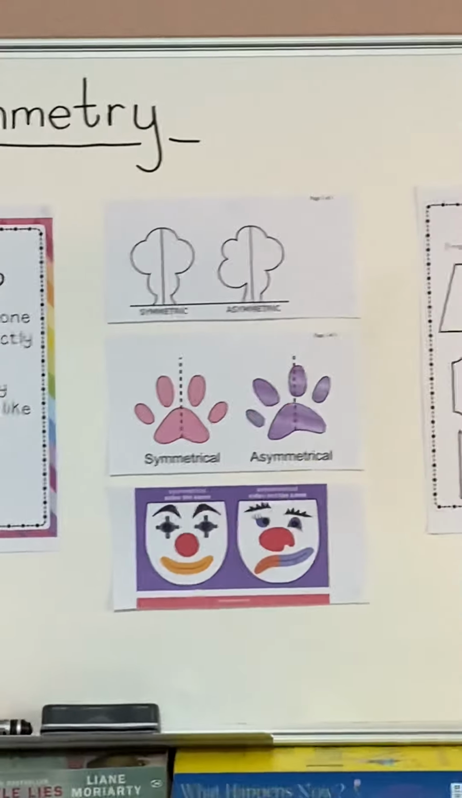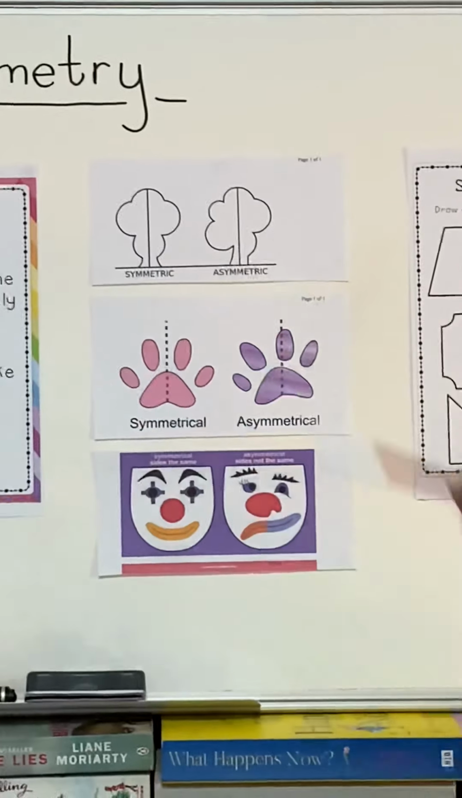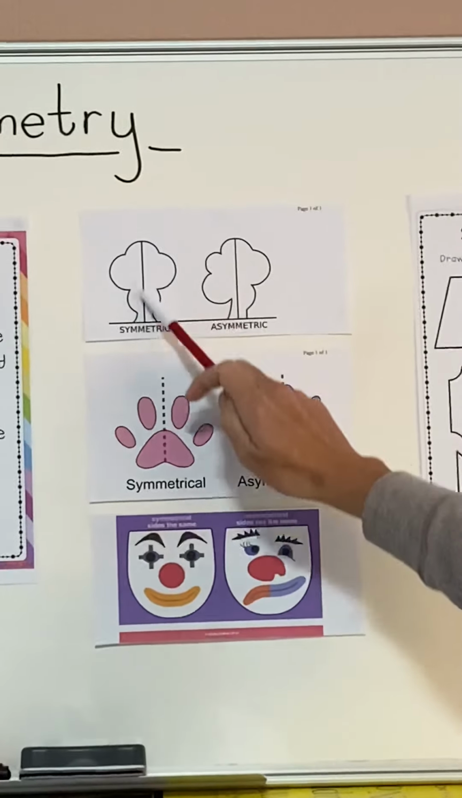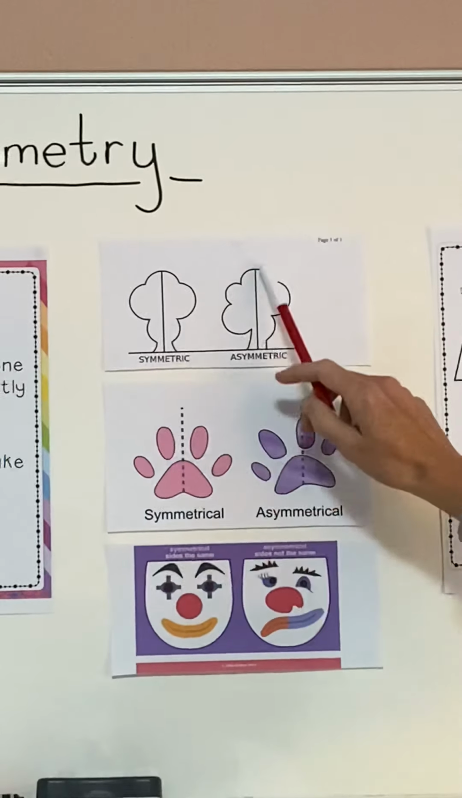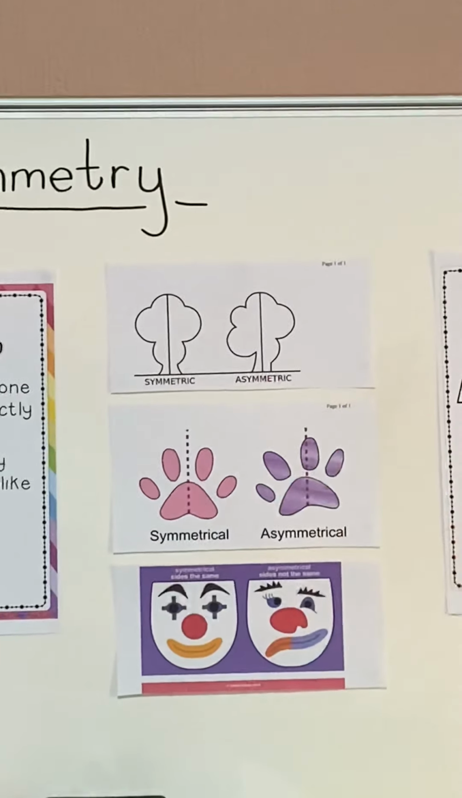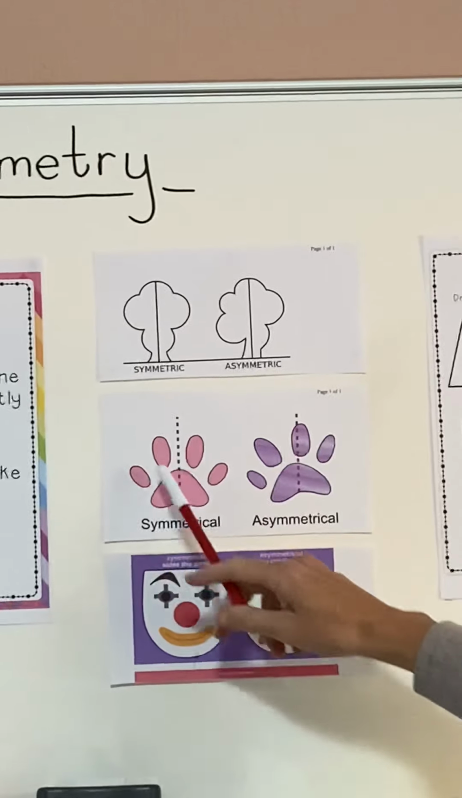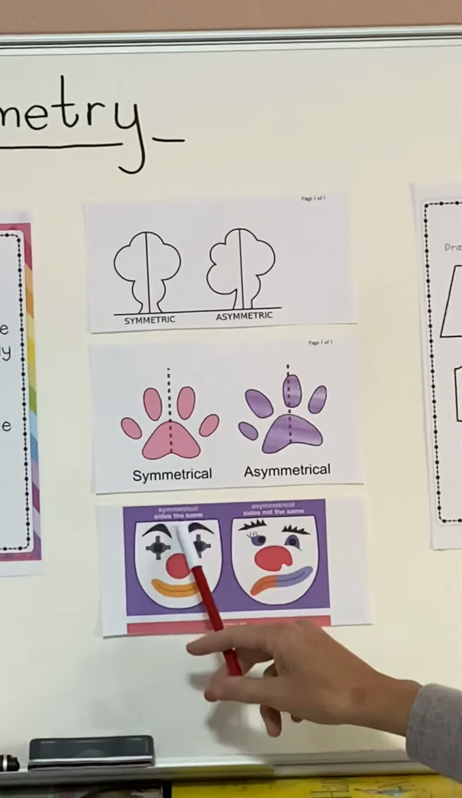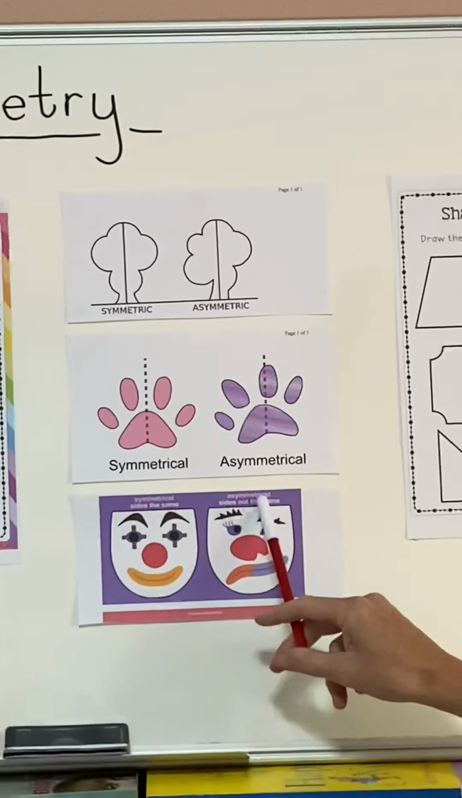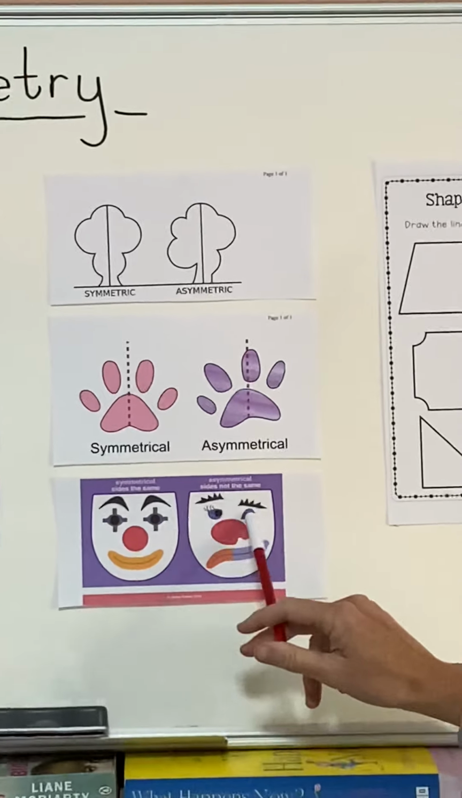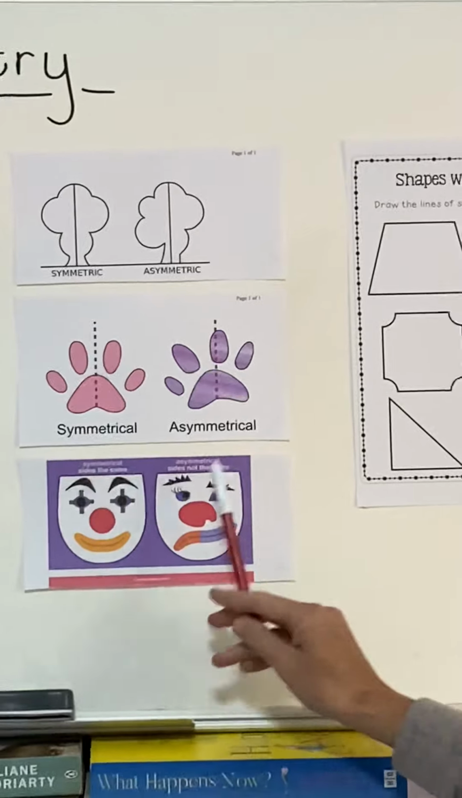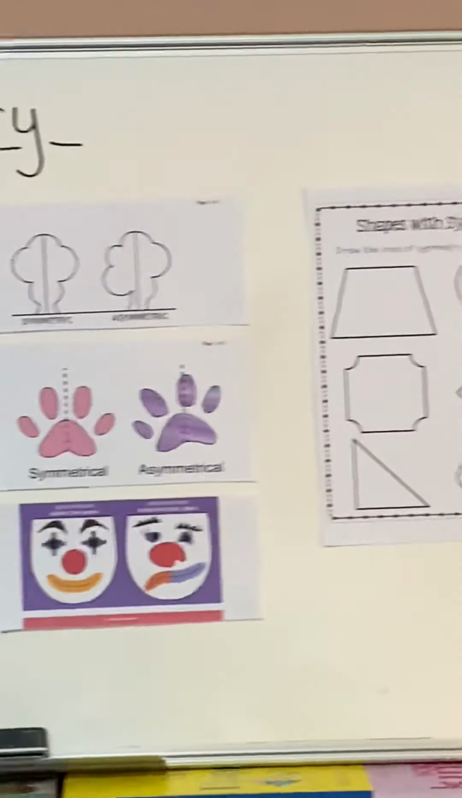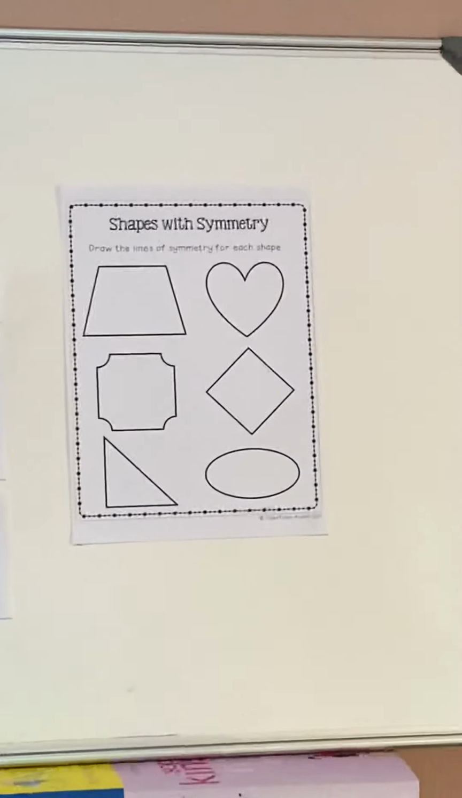Right, boys and girls, so if you have a look here, here are some of the shapes that I've got that are symmetrical and asymmetrical, which means non-symmetrical. So symmetrical, you can see it's a mirror image. Asymmetrical, they are different on either side. Symmetrical, the same. Asymmetrical, not the same. A face would be symmetrical unless you were like this clown and he has got different features, so he is asymmetrical.